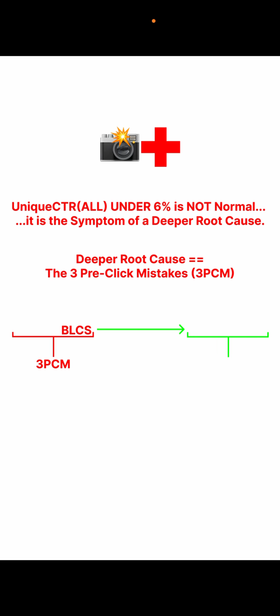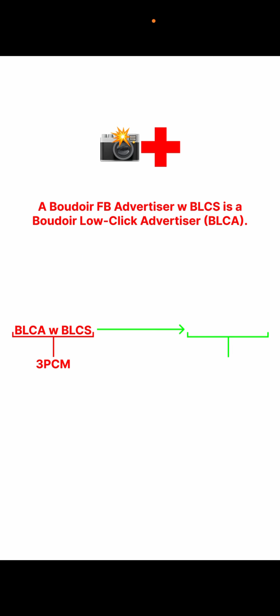And it's because a unique CTR under 6% is not normal. It's actually the symptom of a deeper root cause. And that deeper root cause are the 3 pre-click mistakes, the 3 PCM. So we're building up our universe there in the diagram. And we also know that a Boudoir Facebook advertiser with BLCS is a Boudoir low-click advertiser, a BLCA. So universe taking shape now.